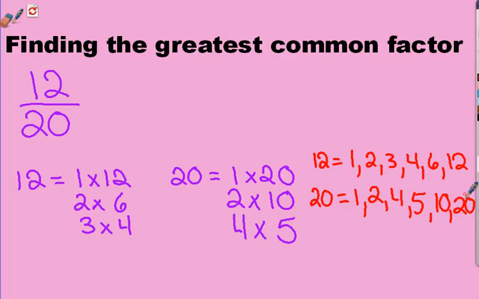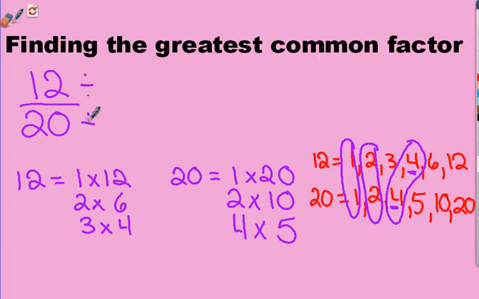Now let's find our common factors. Common factors here are 2, 1, 4, and I see that is it. So the greatest common factor would be 4 because that's the largest number that they both have in common. So if I divide both 12 and 20 by 4, I will get the answer 3/5. And both 3 and 5 I cannot reduce any further because they don't have a common factor.